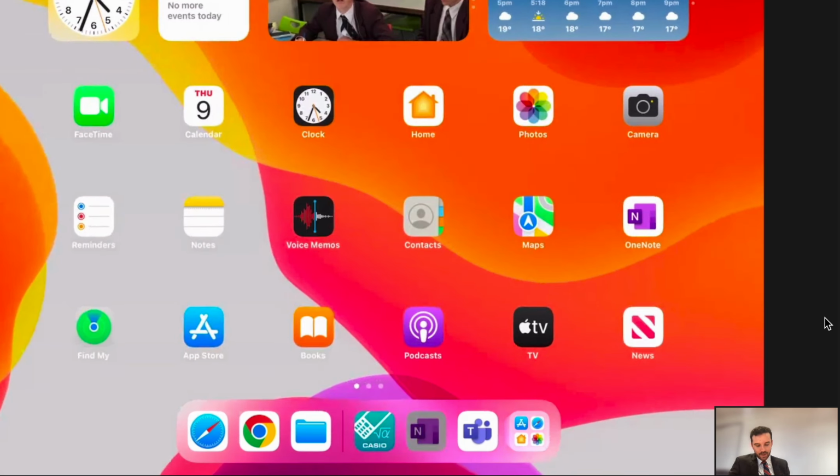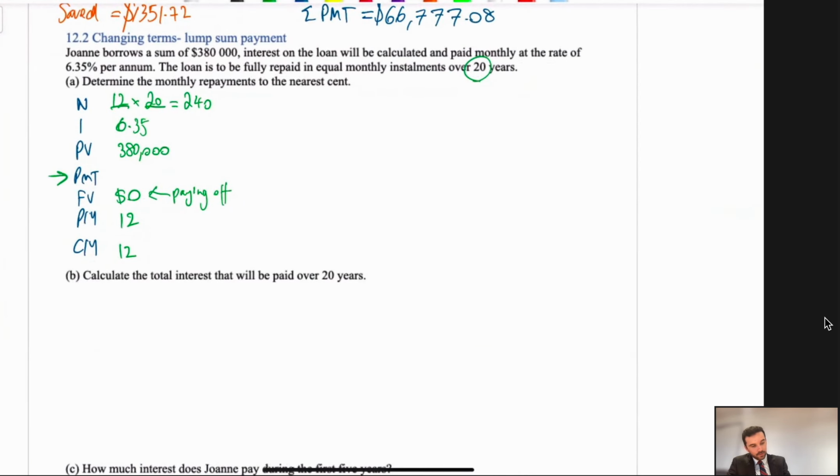So let's answer that question now. So therefore, the monthly repayments are per month. Now remember, it's negative because that money has to come out of your wallet and pay this account, as in you're paying off the loan.